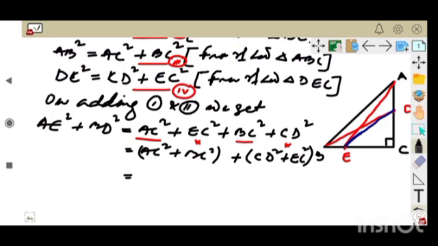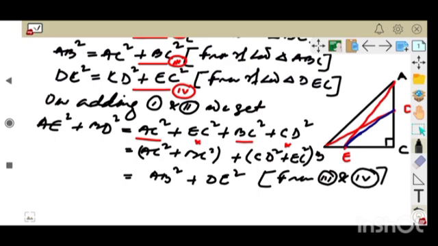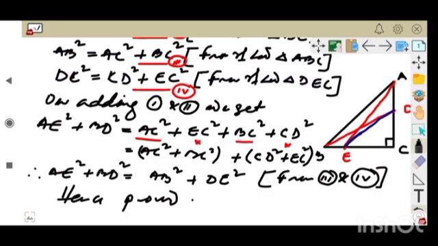Look at equation number 3. In equation number 3, AB square equal to AC square plus BC square. Now in place of these AC square plus BC square, I can write AB square. What about CD square plus EC square? We can write DE square, and here we'll write from equation number 3 and equation number 4. So hence proved. So let me write, therefore AE square plus BD square is AB square plus DE square.